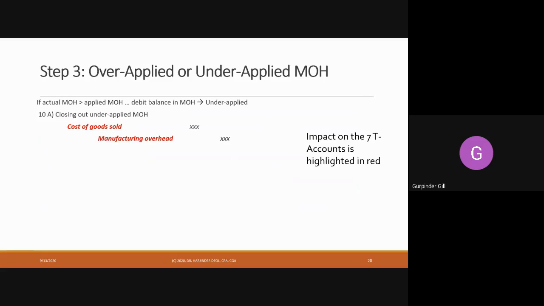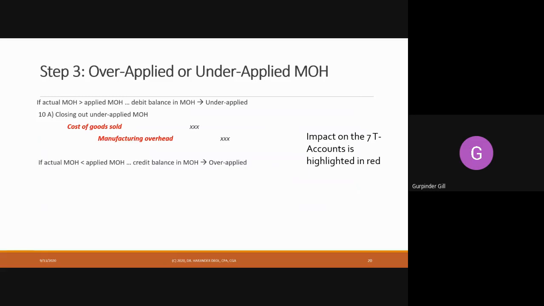So we absorb the under-applied manufacturing overhead as cost of doing business through the cost of goods sold account. So the journal entry is easy peasy. We debit the cost of goods sold account and we credit manufacturing overhead. This will bring your manufacturing overhead account to a zero balance.